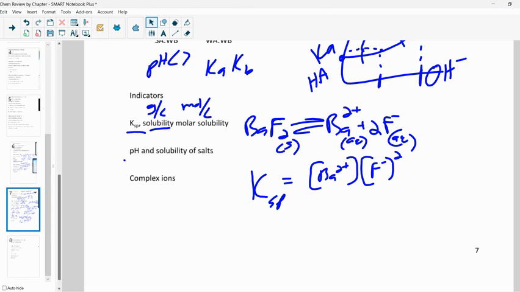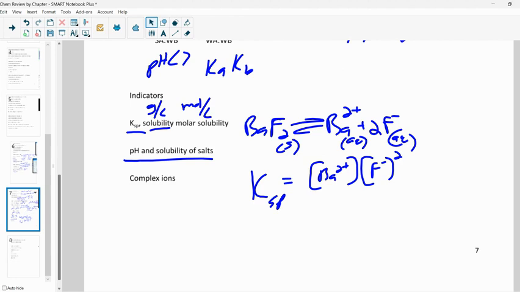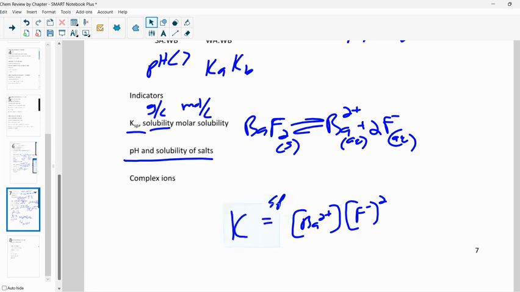pH and the solubility of salts. We struggle with this one as well. This is the one where we have something like, let's say I had this BaF2. If I had this equation here, and I added a strong acid to this, if I added H pluses, this tends to be more soluble in an acidic solution.